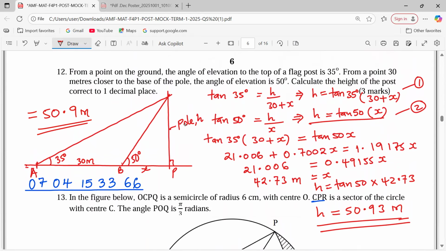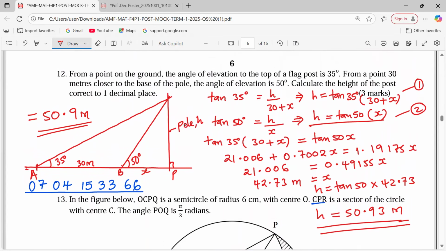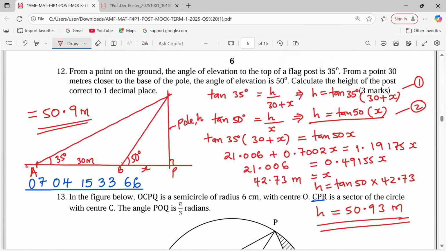So that's what we are doing. Very serious solution of mathematical problems.